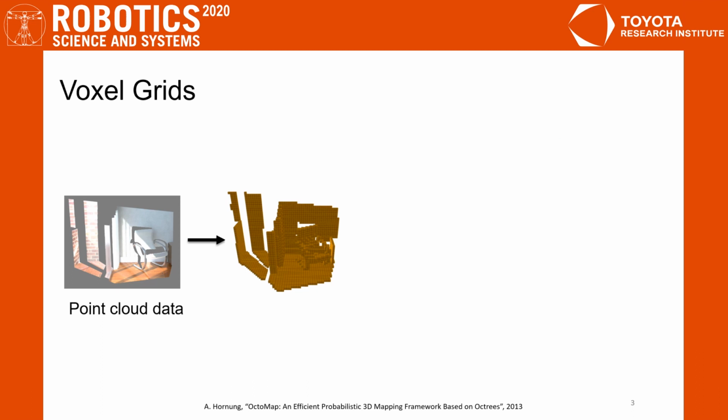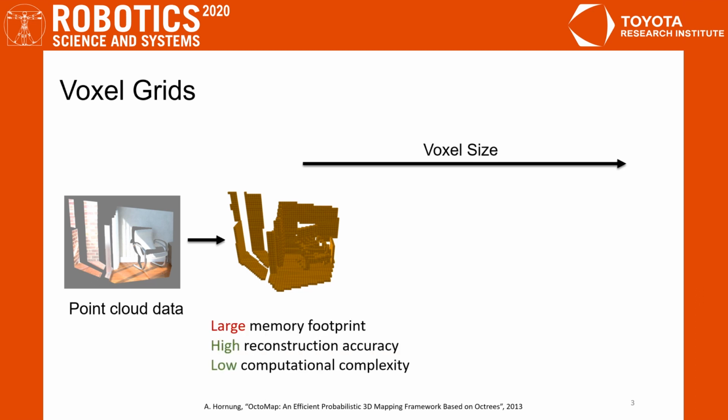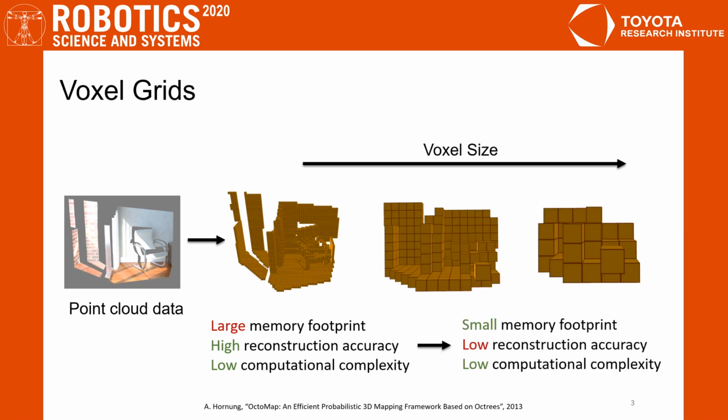Voxel grids are the most commonly used map representation in the robotics community. Varying the voxel sizes enables the user to represent the world at varying information fidelity. However, at small voxel sizes, voxel grids have a large memory footprint and therefore do not scale as the size of the map increases. And at larger voxel sizes, this map representation has a small memory footprint but is not capable of reconstructing the world at high accuracy.